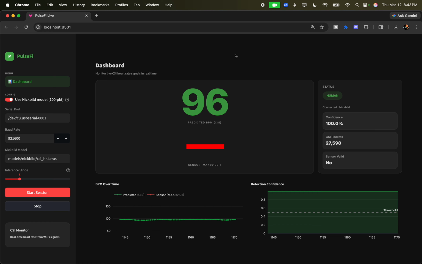This is the live demo of my dashboard. This data is being fed in real time from the Wi-Fi receiver, so you can see that the CSI packets are continuously increasing, because it's continuously receiving information from the transmitter that I'm sitting in between. Right now my predicted heart rate is around 94 to 95. Now I'll go ahead and place my finger on the sensor and see what my actual heart rate is, and it should be within plus or minus 14 of the predicted heartbeat.